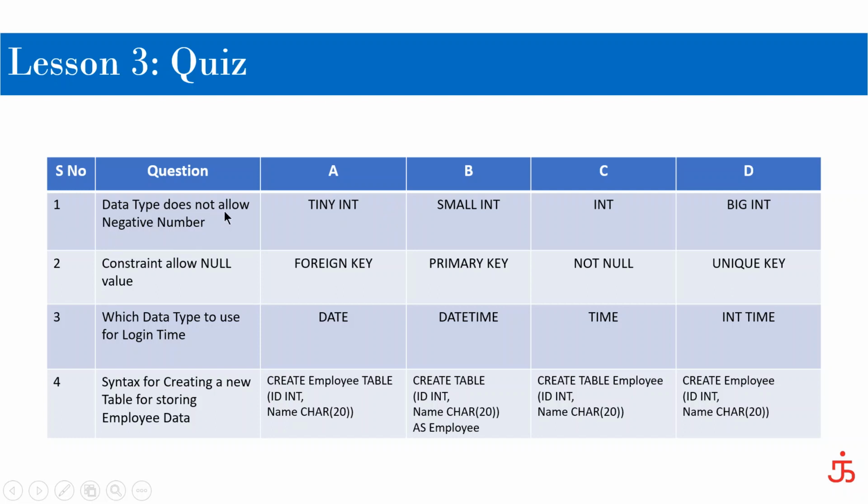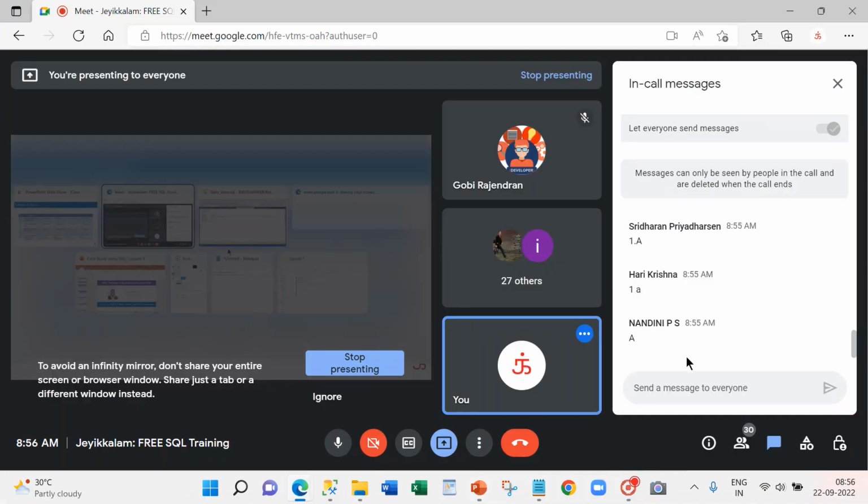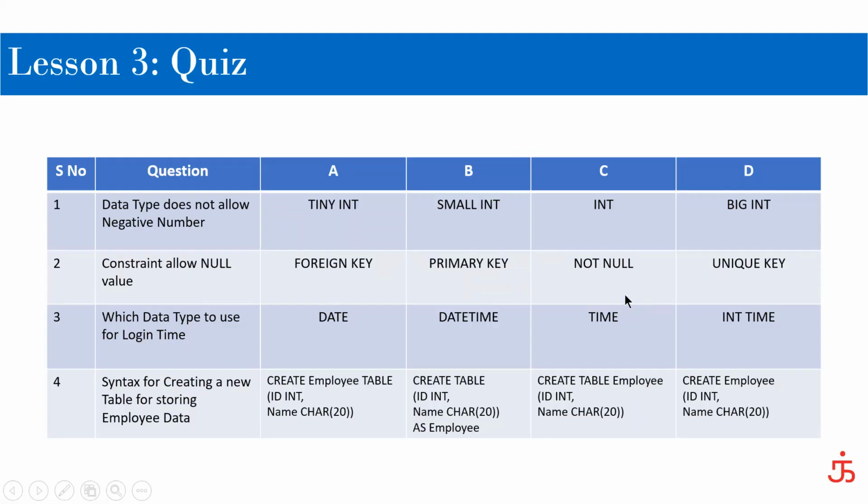Which data type does not allow negative numbers? Do you remember? Is it big int, int, small int, or tiny int? Okay, I think you guys are bang on. 1A, tiny int is the one. Tiny int accepts only values from 0 to 255. It only accepts positive values.